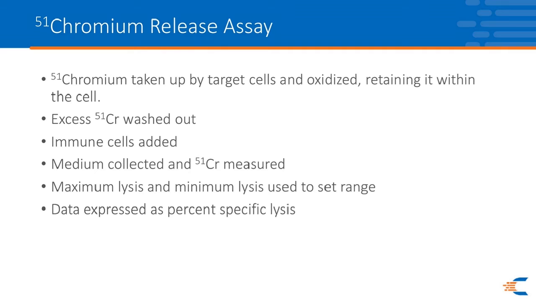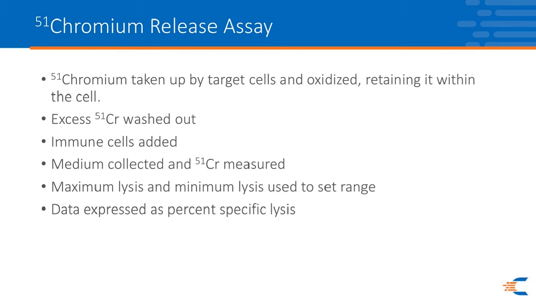The gold standard is the chromium-51 release assay. It's been in use for many years and uses radioactive chromium taken up by the target cells and oxidized to then retain that within the cells. You wash off any chromium that's not incorporated, add your immune cells or whatever effector, and incubate. After 4 hours or whatever determined incubation time, the medium can be collected and the chromium-51 measured by a gamma counter, that can measure that release of chromium from the dying cells.